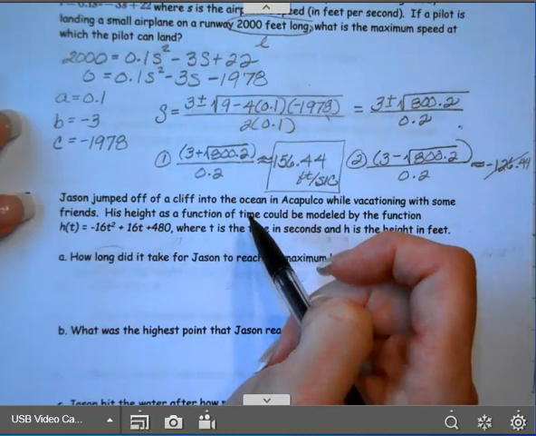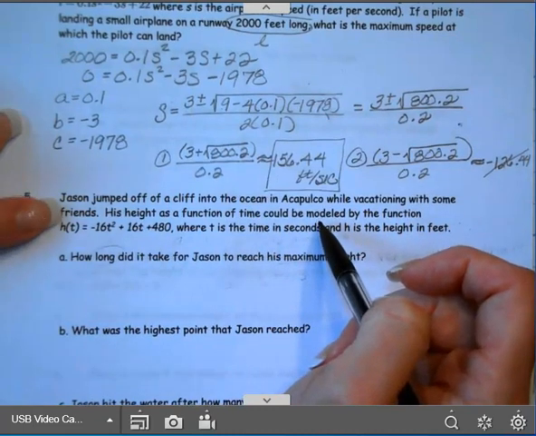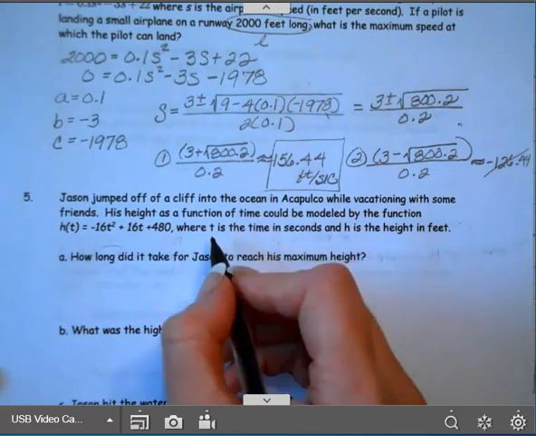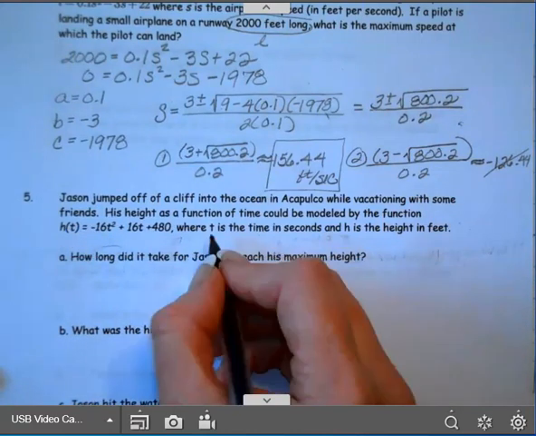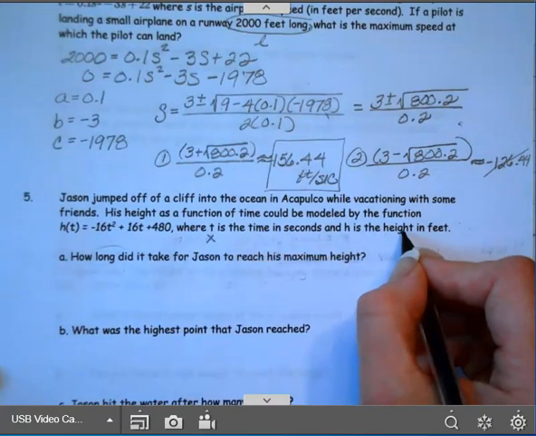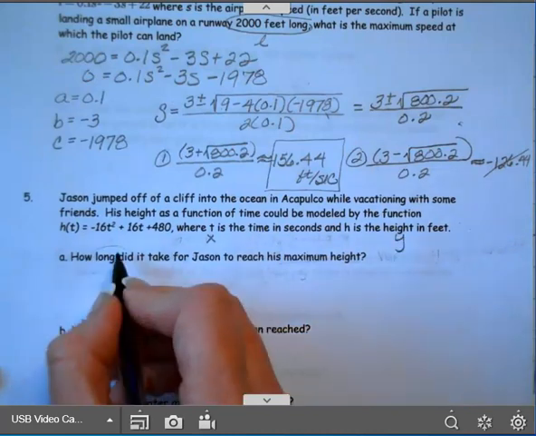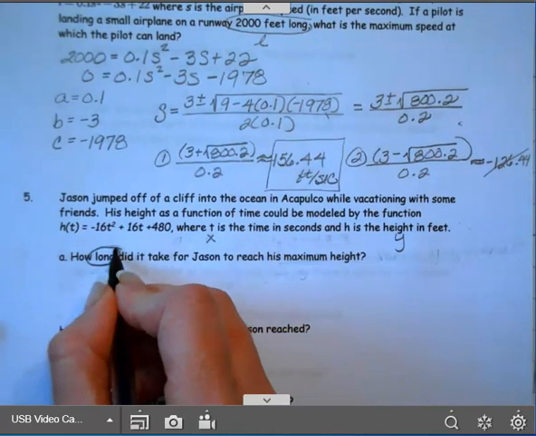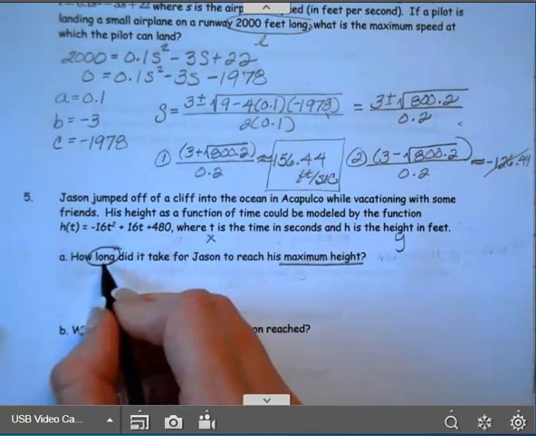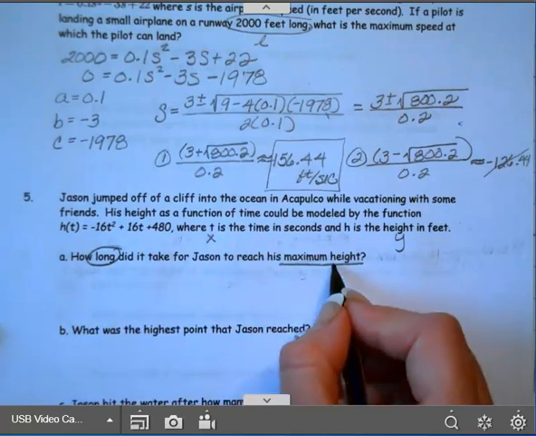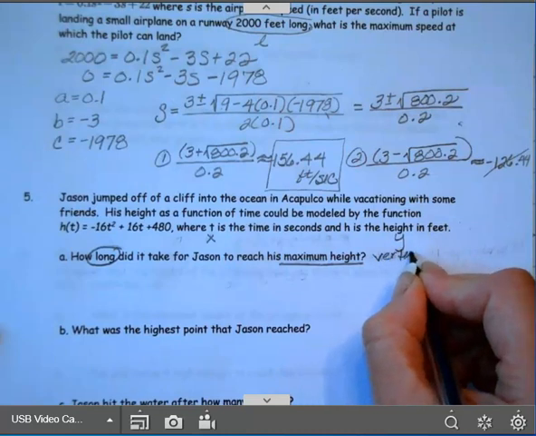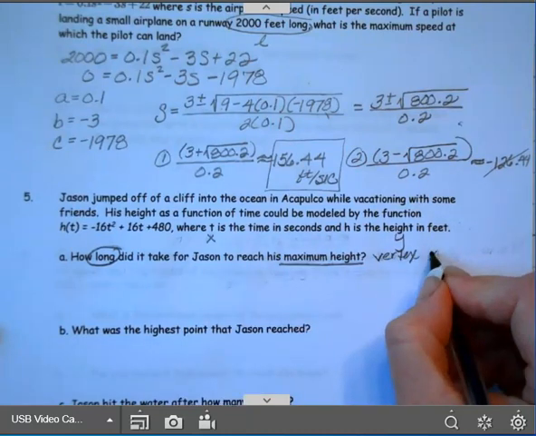It lived in the ocean in Acapulco while vacationing with some friends. His height as a function of time could be modeled by the function where t is the time in seconds and h is the height in feet. So instead of using x and y, we're using t for x, and for the height, we're using y. This question asks for how long did it take to reach the maximum height. So it wants the time on the maximum height. When you're working with maximums, remember that's the vertex. And I want how long, so that is the x coordinate.